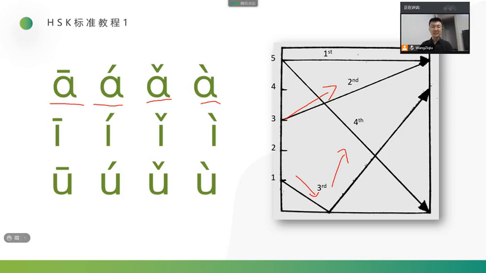Next is U. Can you read it? Please read after me. U, U, U, U, U, U, U, U, U, down and up. U, U, U, down. U, U. Okay, very good. Now you can read by yourself.